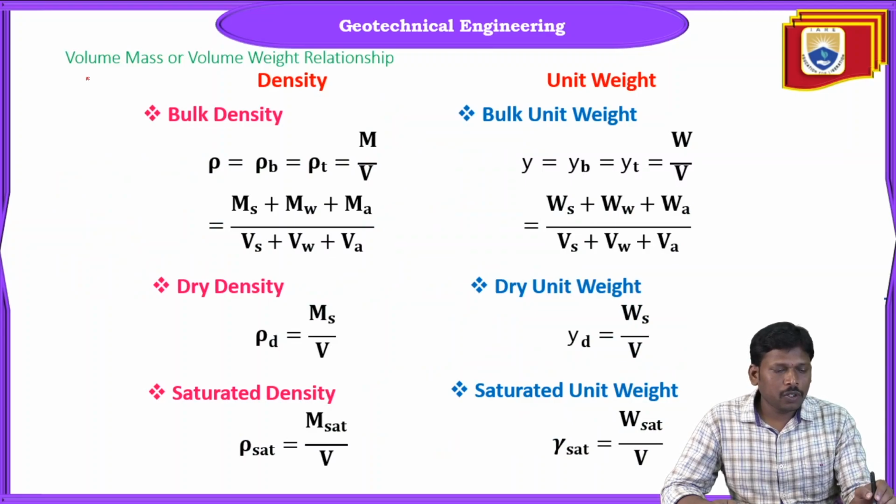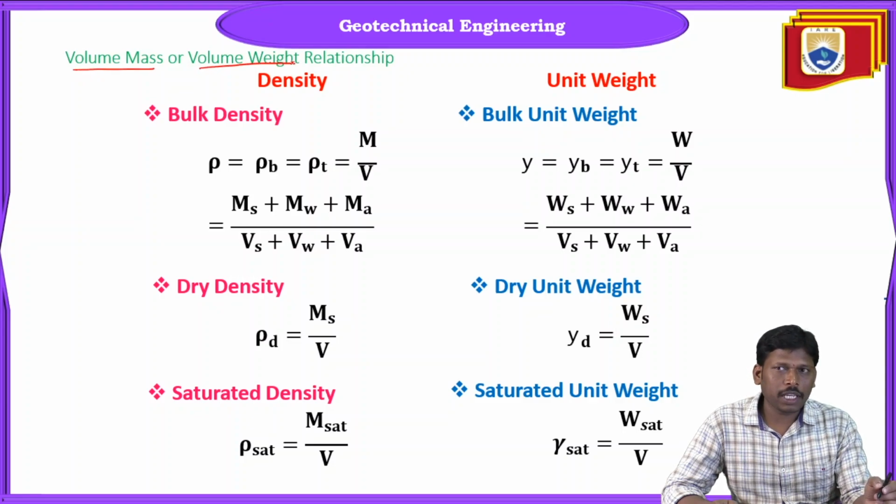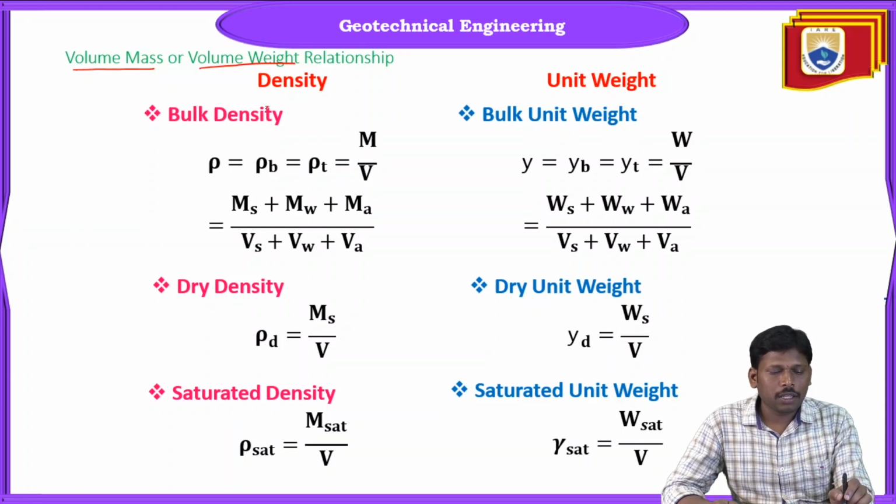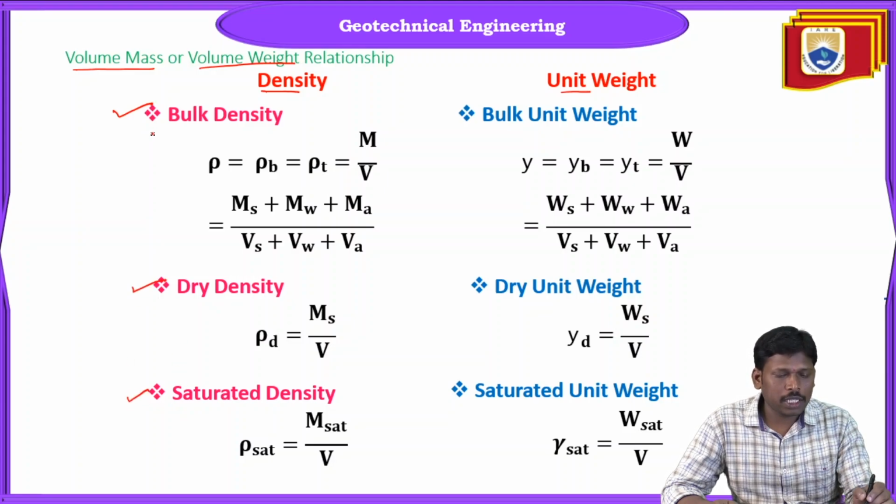Continuing with the volume mass or volume weight relationships. In the three-phase diagram, the right side is masses and the left side is volumes. Wherever required, we will convert masses into weights, as we have already seen. These are a few formulas of mass densities: the first is bulk density, dry density, and saturated density. We can also call them bulk mass density, dry mass density, and saturated mass density.